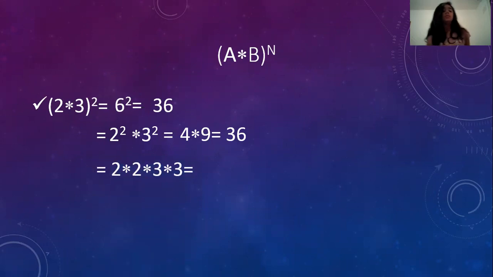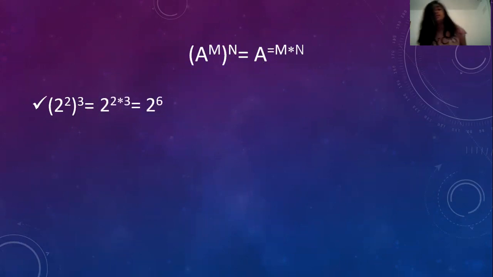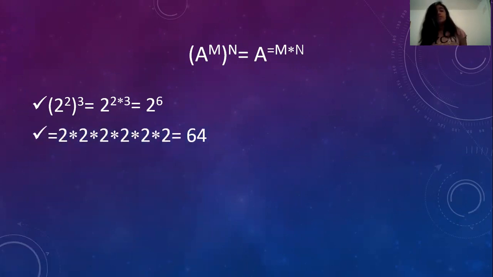And let's continue, and we can also write it as 2 times 2 times 3 times 3, because it's nearly the same thing as the previous example. And this will also be 36, so I hope you understood this formula. It's a little bit more complicated than the others. And finally, this one. So here we have 2 to the second power, and this expression to the third power. So we can write it as 2 to the 2 times third power, which will be 2 to the sixth power. Okay, if you calculate it, it will be like this.